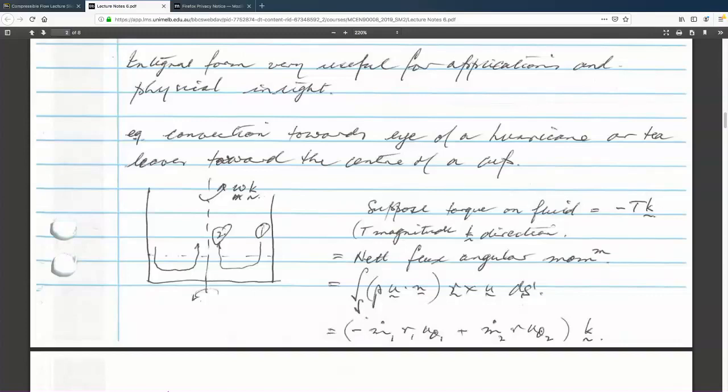And what about coming out here? Well, I have a mass flux coming out of here. That mass flux is m2. It's in the same direction as the normal, so it's plus m2. And the moment is going to be r2 u theta 2. All right, so that should be the moment. That's the net flux of angular momentum out, and that's got to be equal to the torque. So that quantity has to be negative for the way I've drawn it. Well, I wonder if it is.